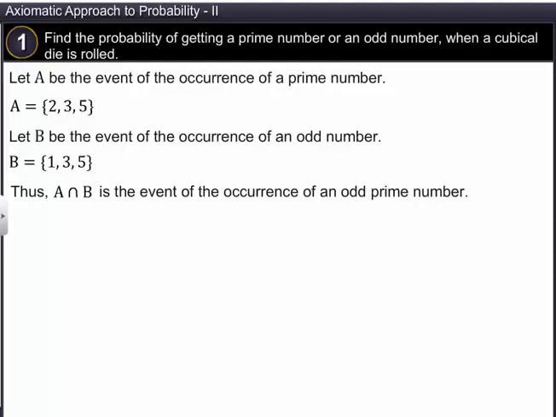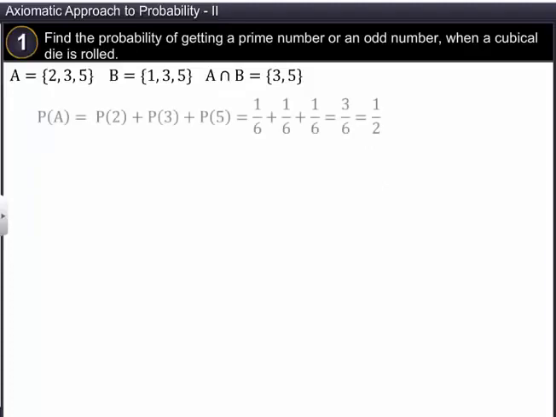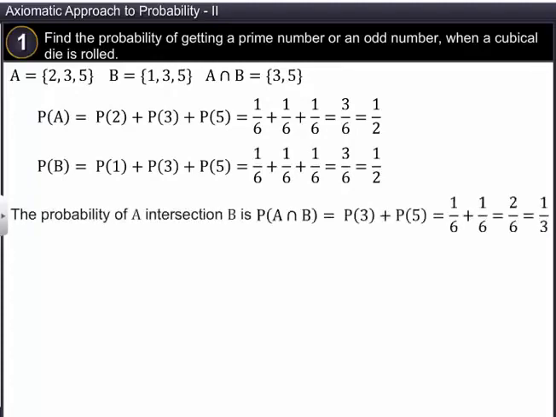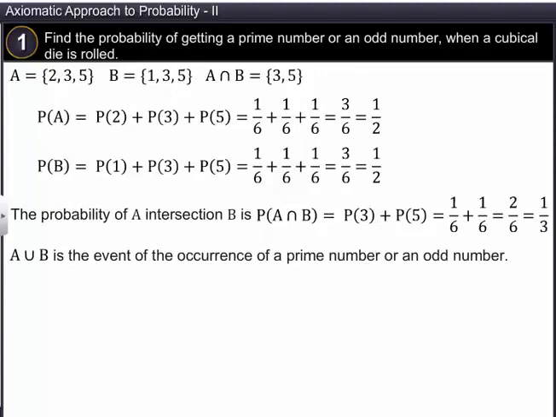Now, the probability of A is equal to 1/2. The probability of B is equal to 1/2. The probability of A intersection B is equal to 1/3. Now, A union B is the event of the occurrence of a prime number or an odd number, which is 1, 2, 3, and 5. The total number of possible outcomes is 6.